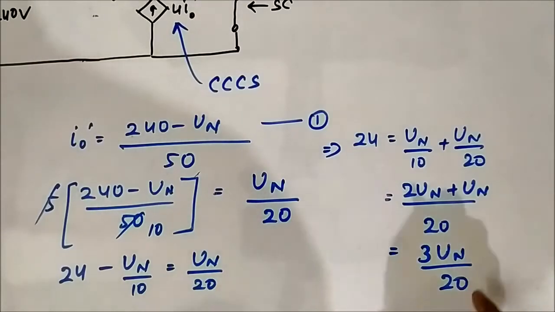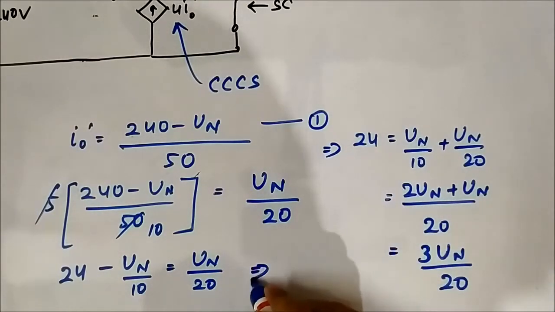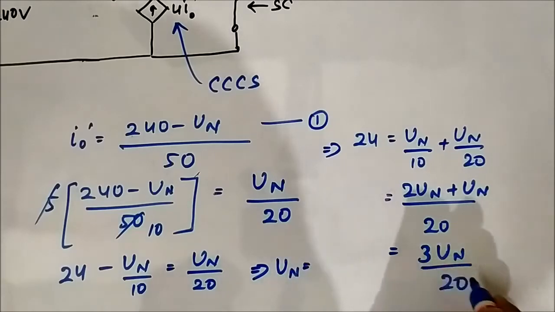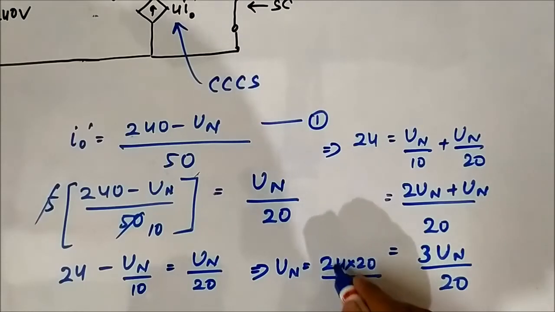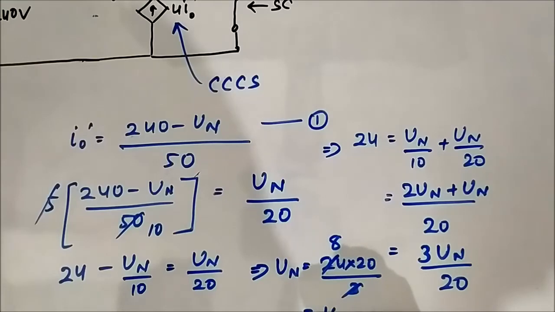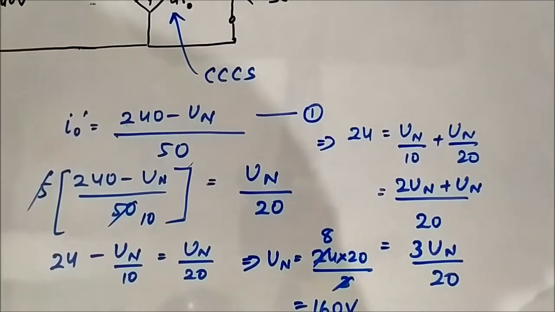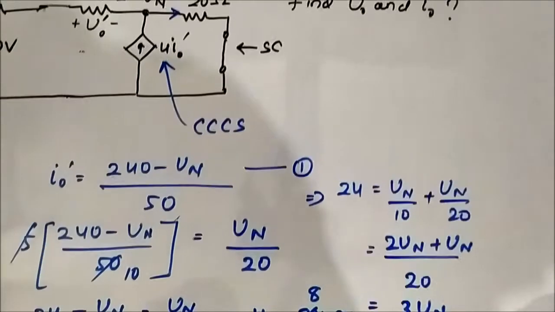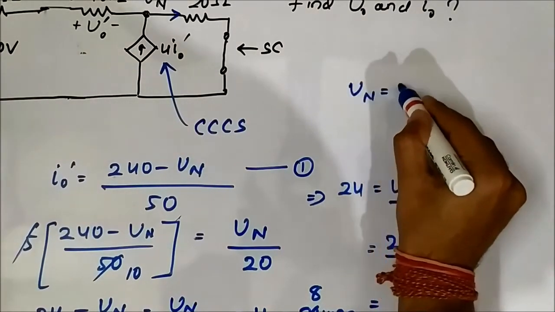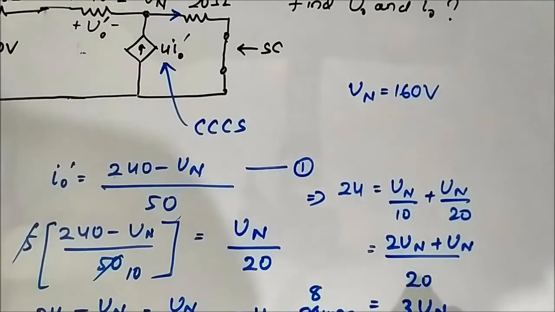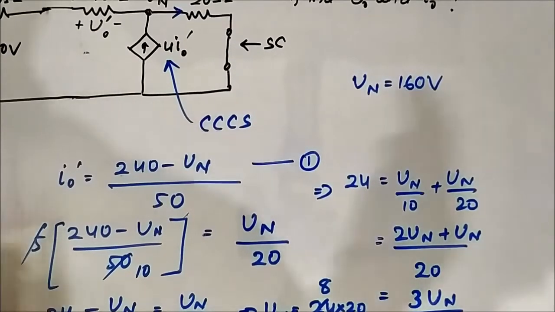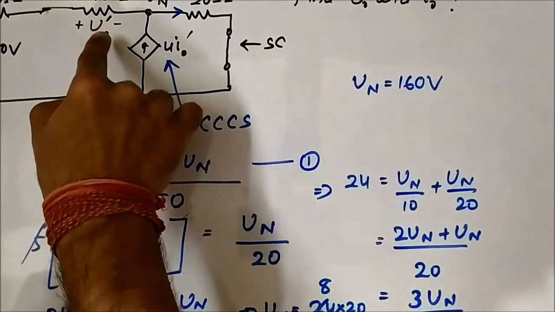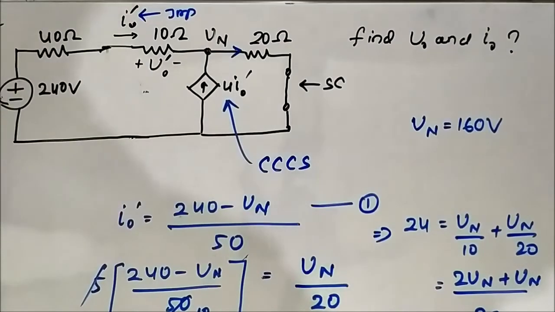So 3 Vn by 20 is equal to 24, or we can write Vn is equal to 24 into 20 by 3, which is equal to 160 volt. Okay, Vn is equal to 160 volt. Now our objective is to find out V0 dash and I0 dash.